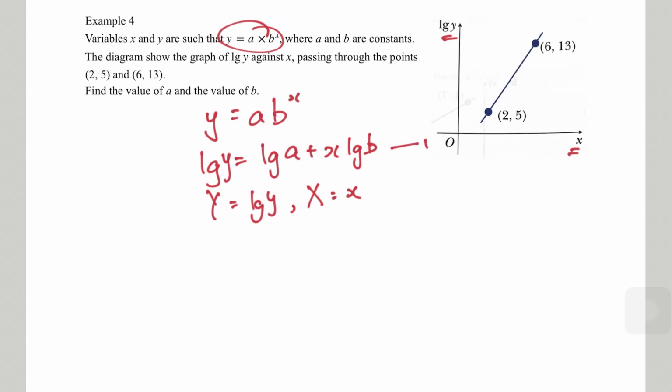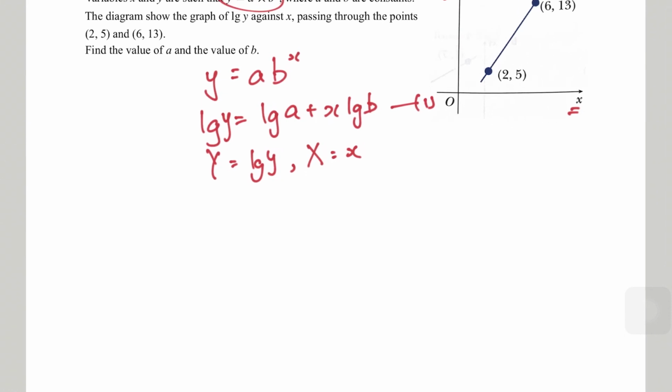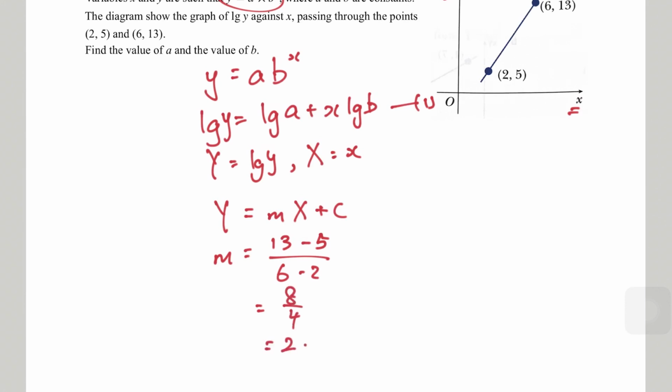So using this equation 1, you can write capital Y equal to m capital X plus c, and of course you will need to find out the values of the gradient and the y-intercept. So as usual, my gradient is 13 minus 5 over 6 minus 2, and that will give me 8 over 4 is 2. And to find my y-intercept, I got to substitute one pair of coordinates into my equation. So I will take 5 equal to m x plus c. So my y-intercept is 1.